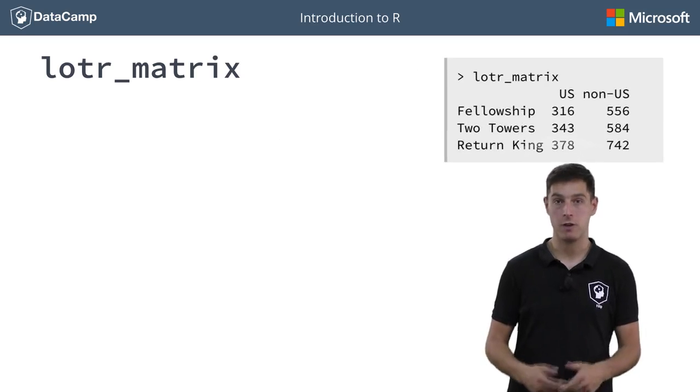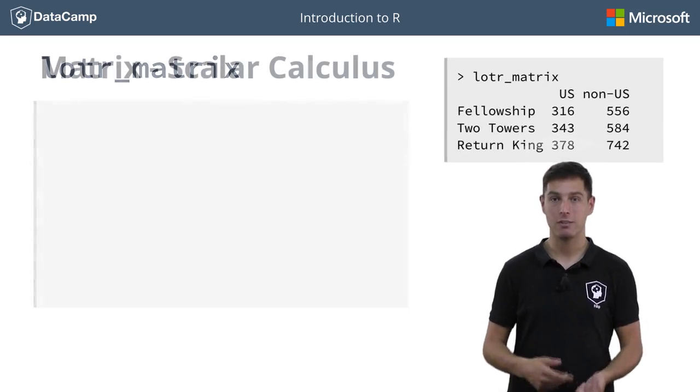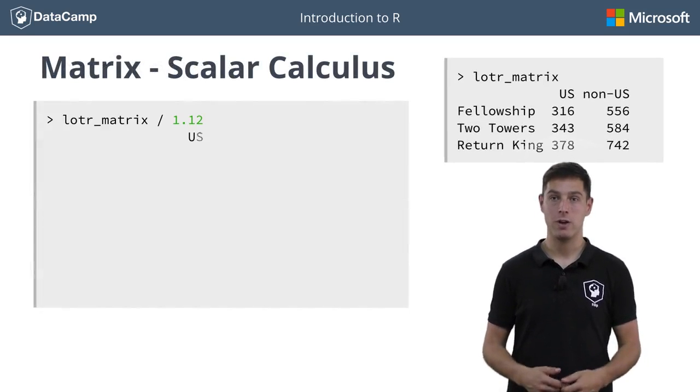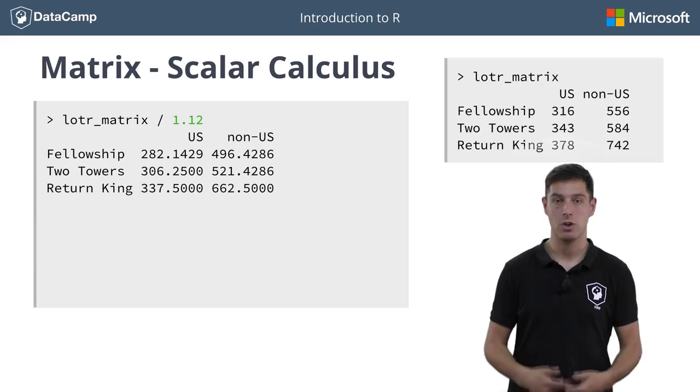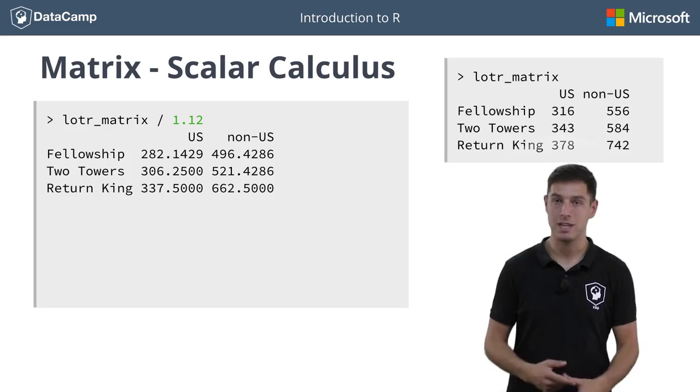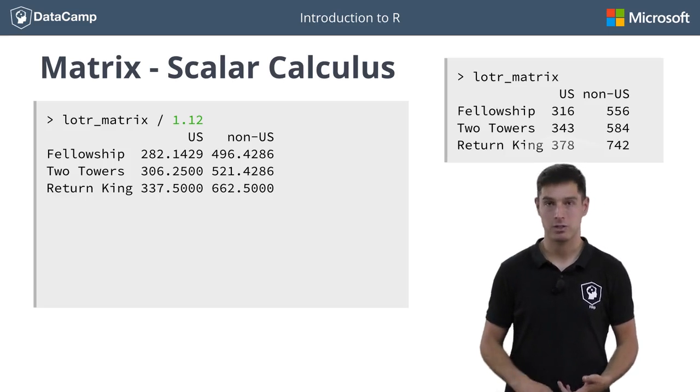So to convert the figures to euros, we'll have to divide the figures by 1.12. We can simply use the division operator as if we were performing the division on a single number. R performs the operation element-wise. Each element is divided by 1.12. This works just the same for multiplication, summation and subtraction.